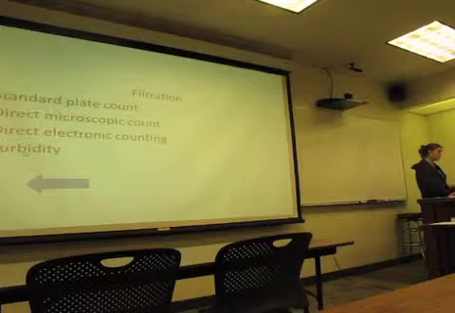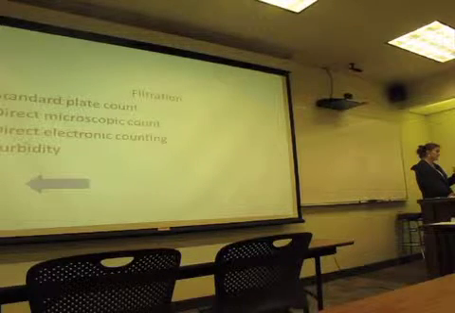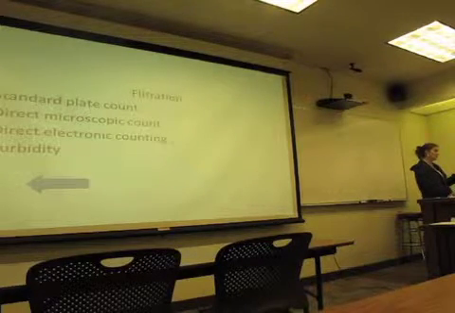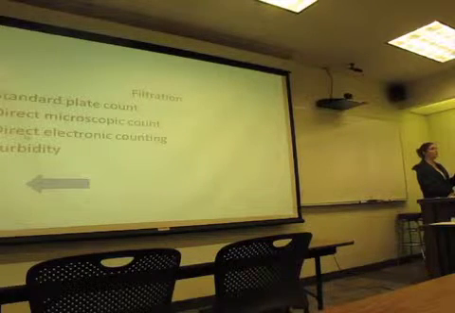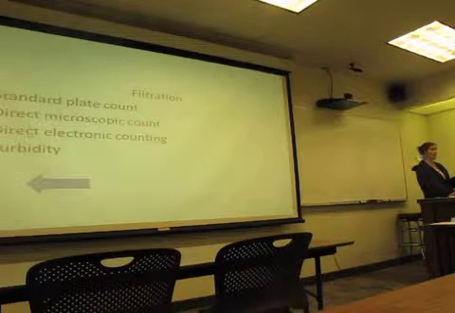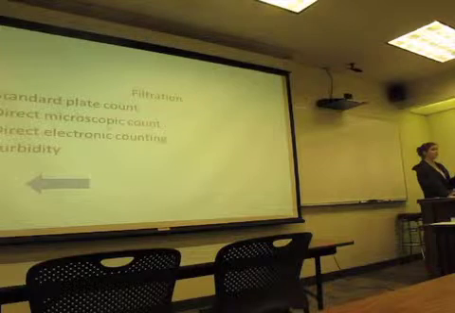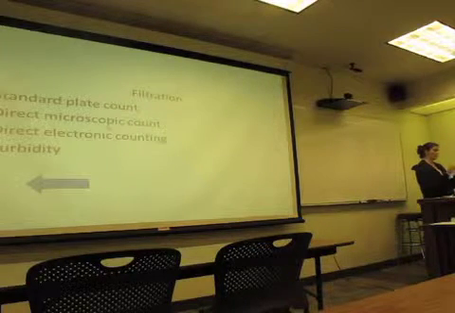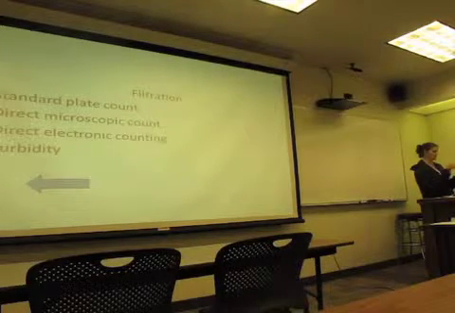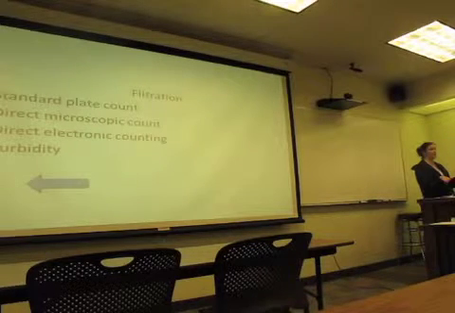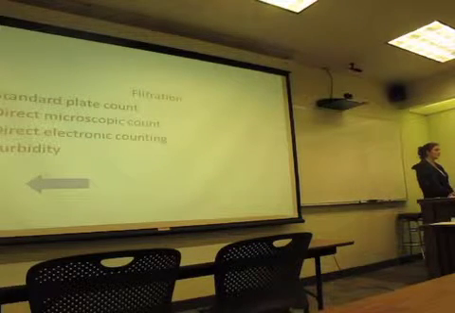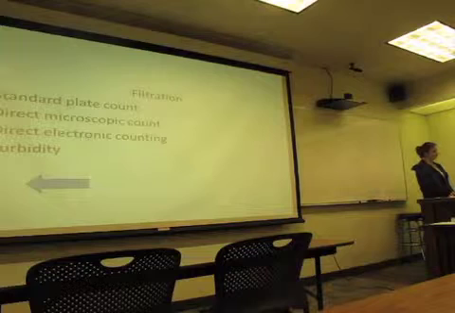Turbidity is where you're just looking to see the cloudiness. Direct electron counting is where something counts it, and you don't know if it's dead or alive. Same with direct microscope count. This is where you take a swab of sample and put it on a slide that has a little chart, and you count how many are in the chart. You don't know if they're alive or not. Standard plate count and filtration.